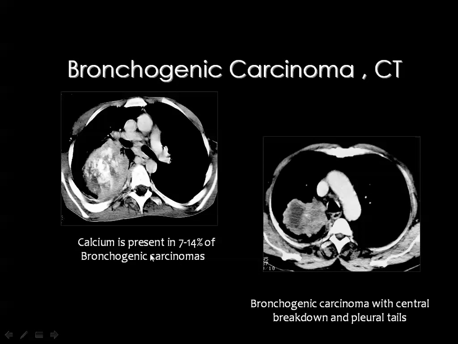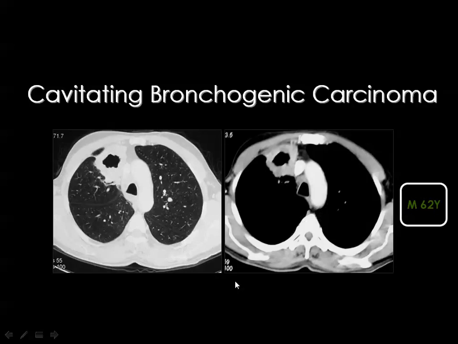And the incidence of calcium in bronchogenic carcinoma is well known. It ranges from 7 to about 14%. And you may see calcium in the mass, but usually you do not see calcium in the nodule. Then bronchogenic carcinoma can also cavitate, leading to a cavity with characteristic thick margin and irregular inner wall.